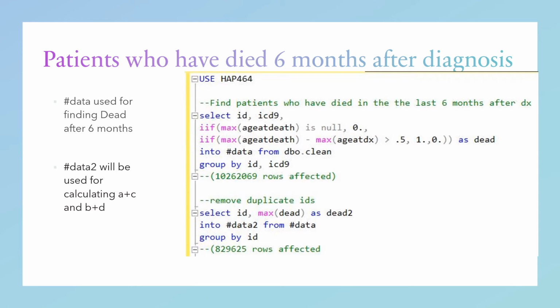So the first thing we do with our code is we need to find who are the patients who have died in the last 6 months. And you can see on the right that is how we are binarizing it into the hashtag data table. We are also making a data 2 table. This is to remove duplicates and to isolate our dead and alive patients.